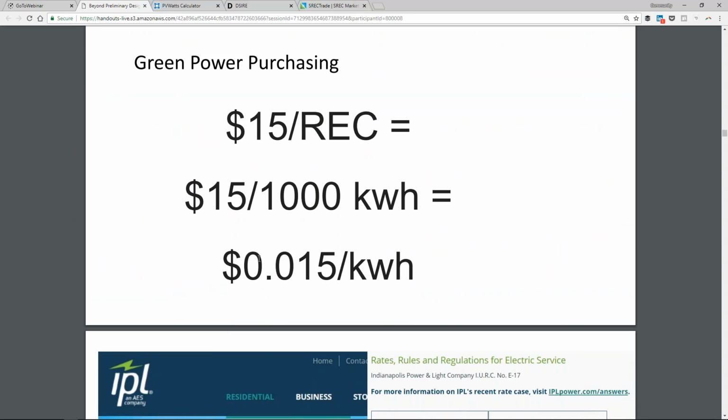And what I think is kind of interesting is, okay, Alabama Power is selling green power for $15 of renewable energy credit. One renewable energy credit is 1,000 kilowatt hours. And so their rider, if you wanted to go 100% green, you would be increasing your electric bill by 1.5 cents a kilowatt hour, which is about 15% in Alabama.